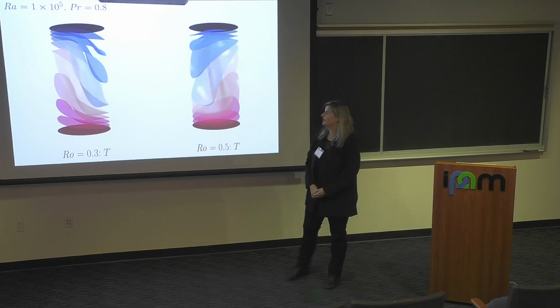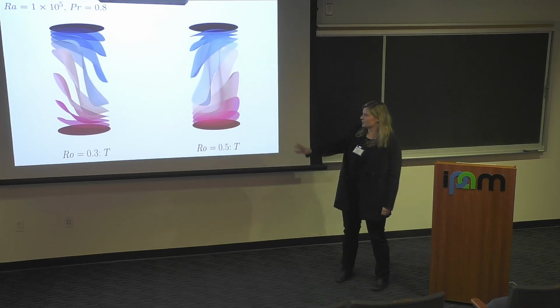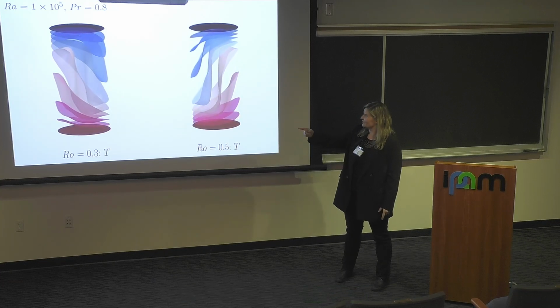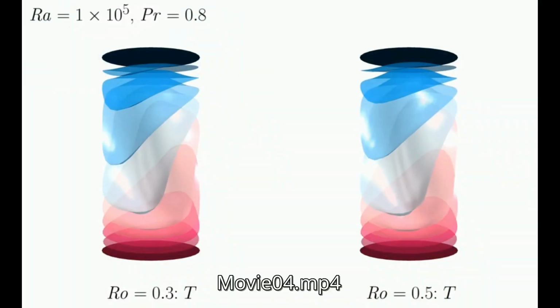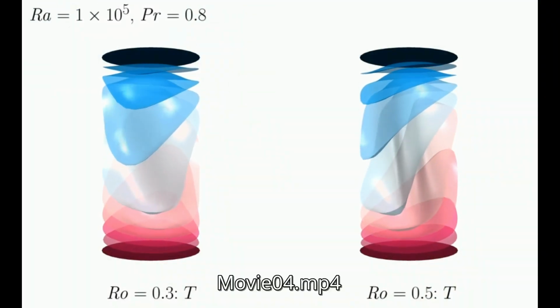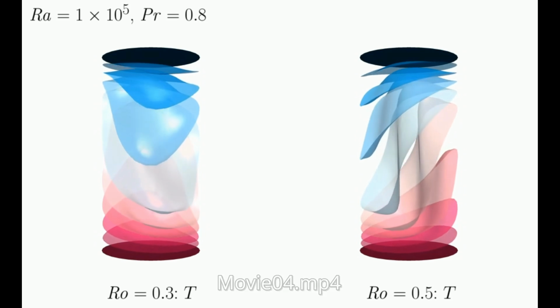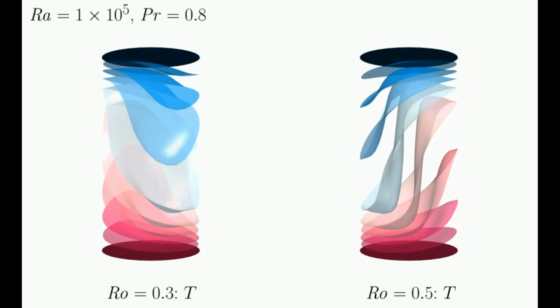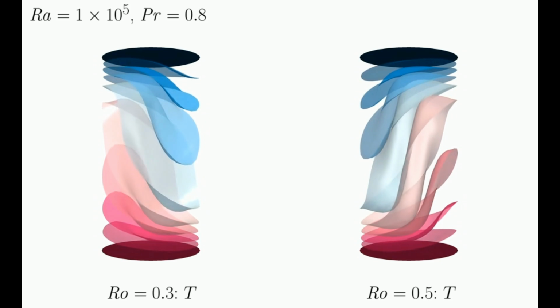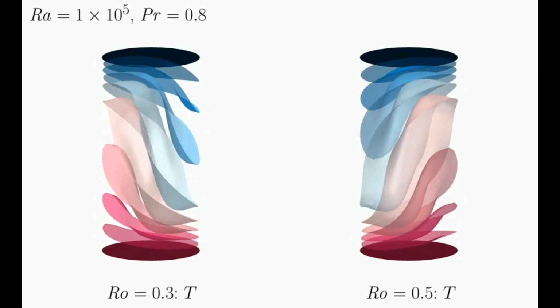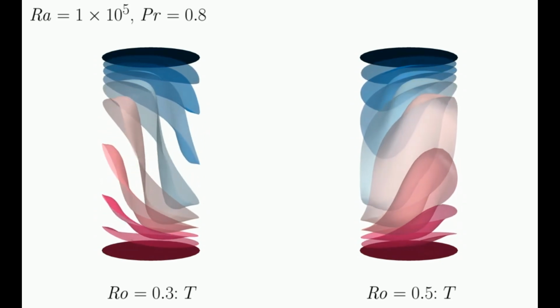This is one simulation that I've done some time ago. It's a low Rayleigh number, Prandtl 0.8. What you see is that this one is at Rossby 0.3 and this one at Rossby 0.5, both showing temperature fields. One is rotating prograde and the other one is rotating retrograde. You can actually tune the Rossby number to make the mode completely stop.